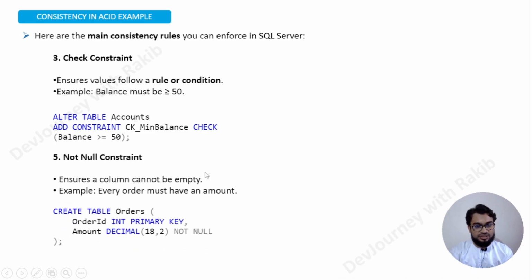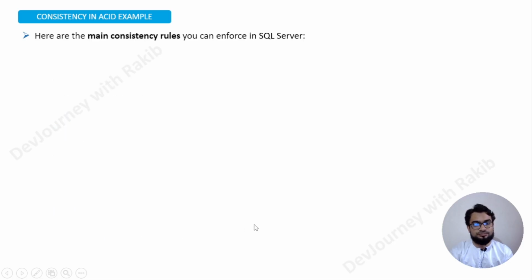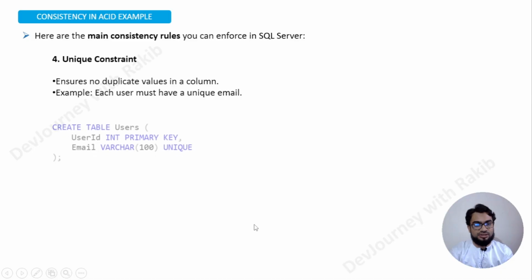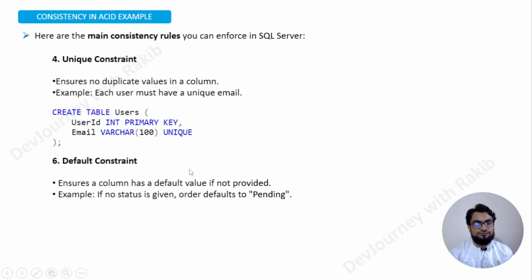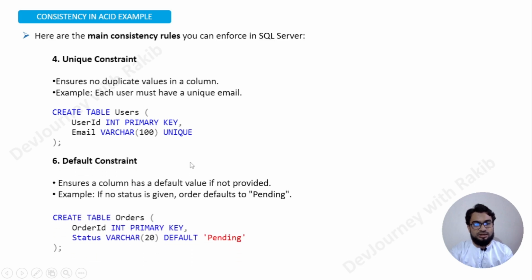Not null constraint, for example the amount decimal should not be null. Unique constraint ensures no duplicate values in a column. Each user must have a unique email. For the email we apply a unique constraint. Default constraint ensures a column has a default value if not provided. Example, if no status is given, the order defaults to pending. Here is the status column, and if there is no value, then the default value will be pending.